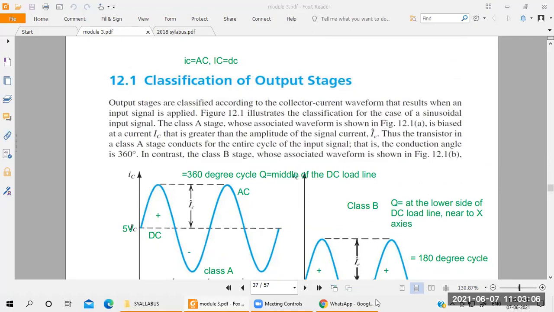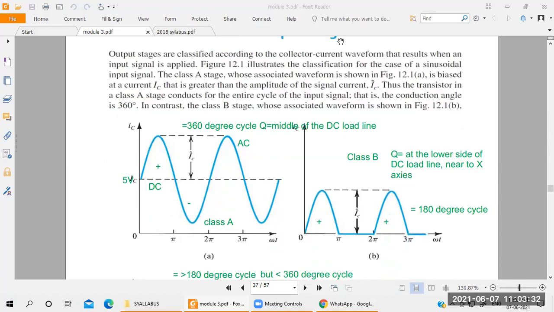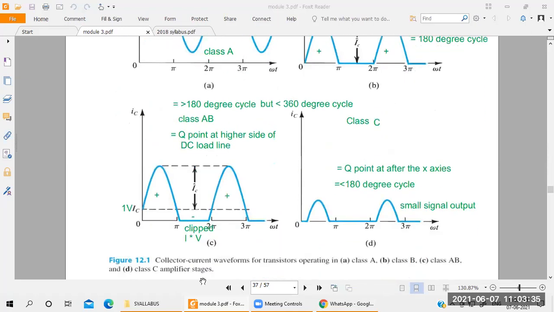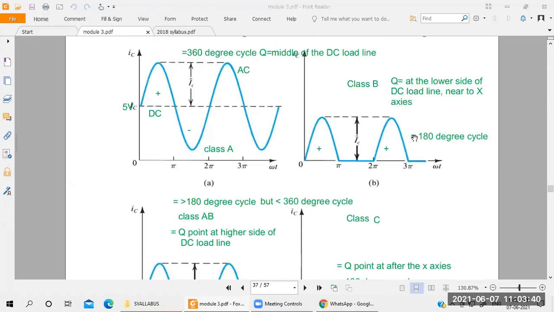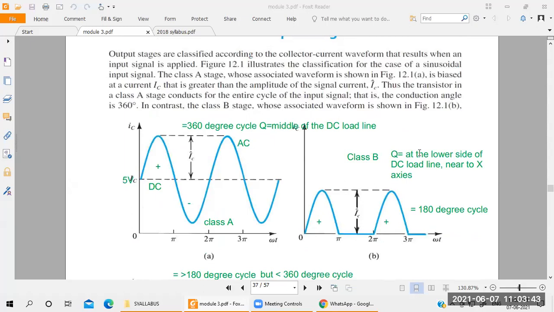So next, you take the different types of classification in power amplifier. The power amplifier can also be called the output stage. Both are the same: power amplifier or output stages. Output stage means we're getting maximum power here, that's why they are called output stages. Here we want to take the different classifications. So what are the classifications? First Class A, Class B, then Class AB, Class C. You take only 4 here. Class D is not given in your syllabus. You take only 4 classifications here.